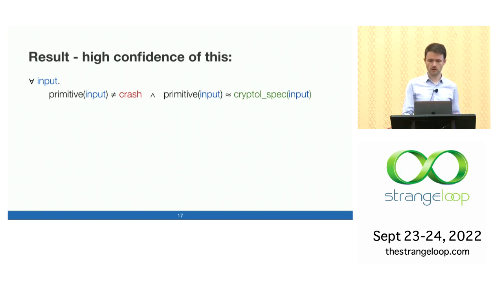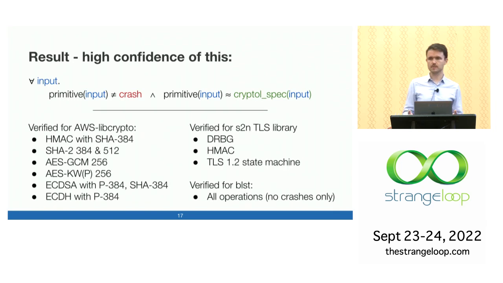So we've proved this for a whole load of primitives. In AWS LibCrypto, we did HMAC, SHA, and a whole bunch of other things like elliptic curve. We've verified a lot of things for the S2N TLS library, including the TLS 1.2 state machine, DRBG, and HMAC. And for BLST, we verified all operations, although in the case of BLST, the only things we verified were the absence of crashes. You still need to do some reasoning about behavior in that case, but the absence of crashes is the main thing they were concerned about.